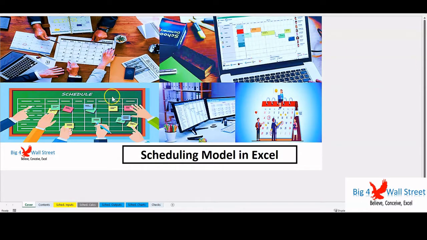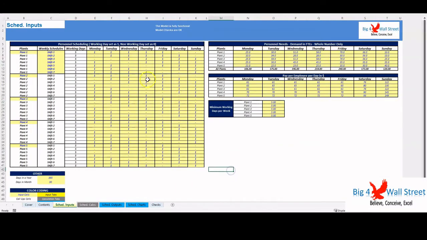The Scheduling model consists of a model which optimizes the work schedules of employees to meet the demand of the various plants on busy days so as to minimize the total weekly payroll costs. On the Inputs tab, there is a description of the color coding.